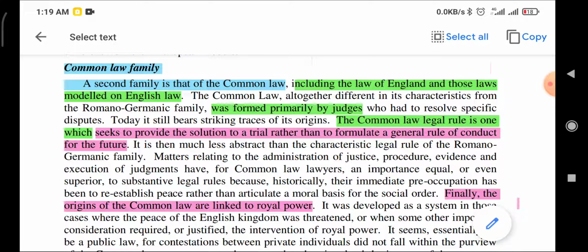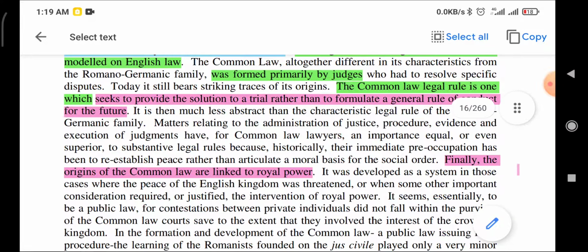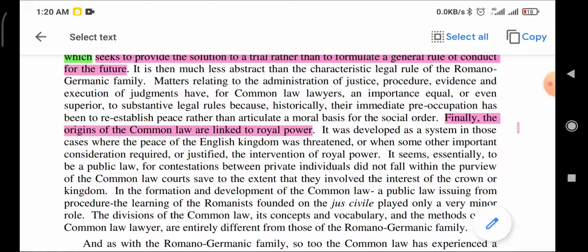Finally, the origins of the common law are linked to royal power. It was developed as a system in those cases where the peace of the English kingdom was threatened, or when some other important consideration required or justified the intervention of royal power. It seems essentially to be a public law, for contestation between private individuals did not fall within the purview of common law courts, save to the extent that they involved the interest of crown or kingdom.